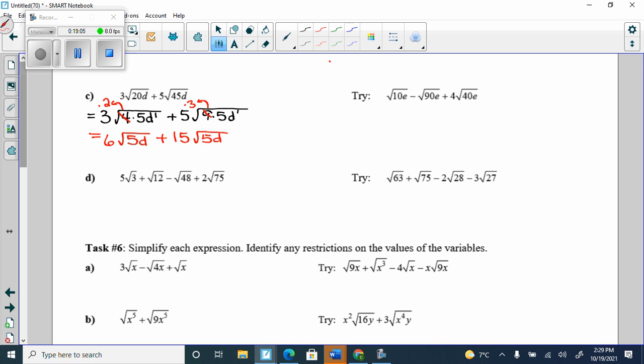And all I did so far was grade 10. Correct? The grade 11 stuff's the easy part. It's the putting together like terms. Are they like terms now? Root 5d, root 5d? Yep, so I just do integers. What's 6 plus 15? 21.